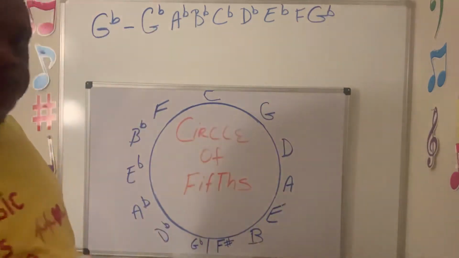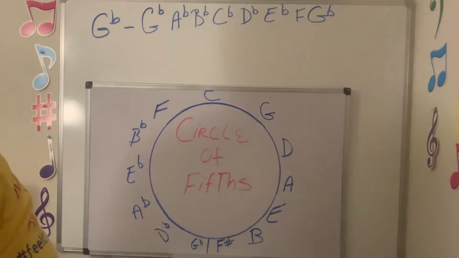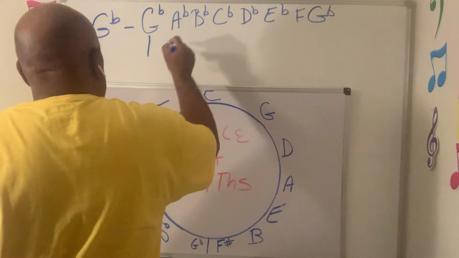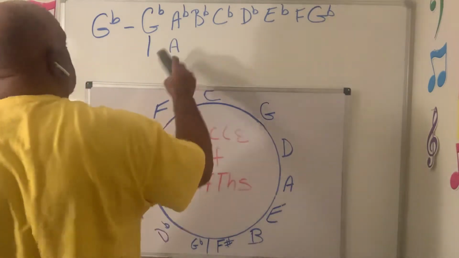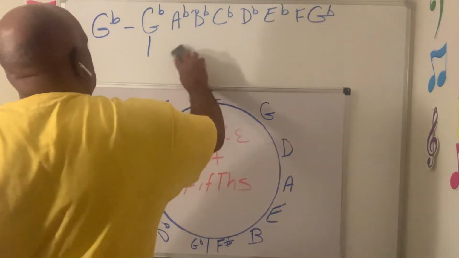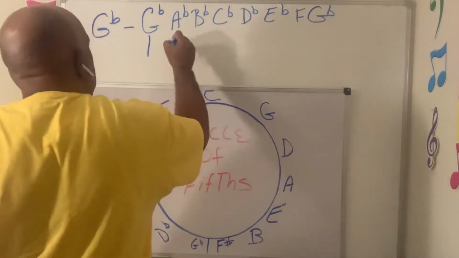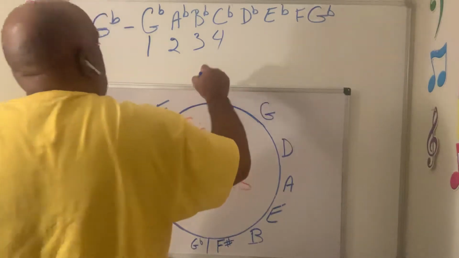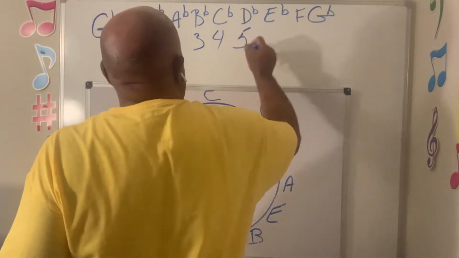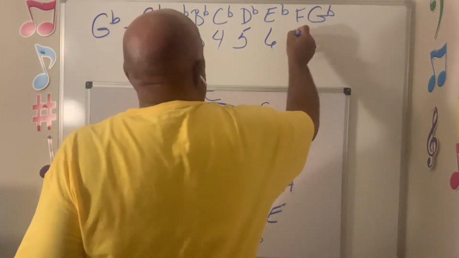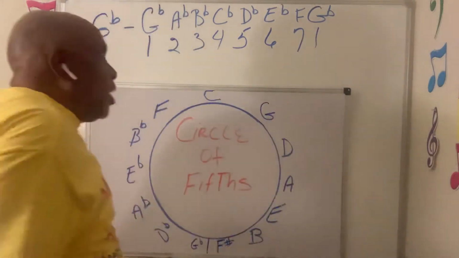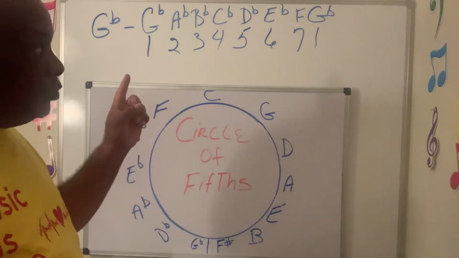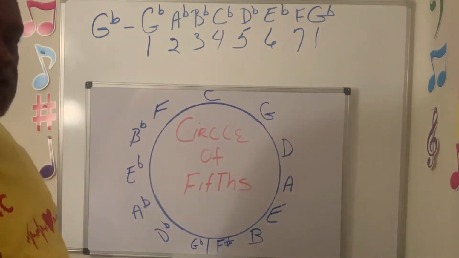All right? So now let's put the number system under it. G flat is the 1, A flat is the 2, B flat is the 3, C flat is the 4, D flat is the 5, E flat is the 6, F is the 7, and back to the 1. Okay? And back to the 1, which is what? G flat.